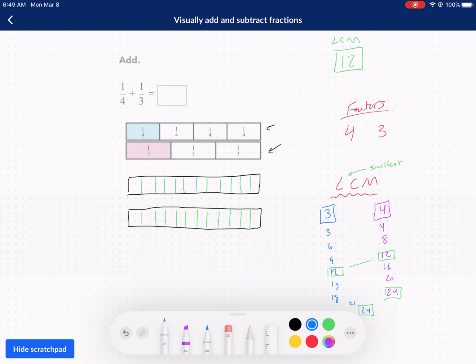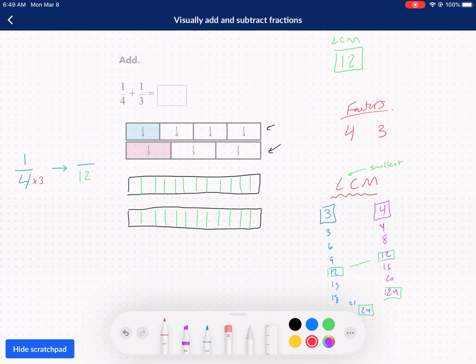Now what we're going to do is we're going to say, okay, well, this 1/4. Let me go over here. 1/4, and we want this to be 12ths. Okay, we want to change this 1/4 to have 12 divisions instead of just 4 divisions. So how do we do that? Well, instead of having 4 divisions, I multiplied that by 3. There's 3 times as many divisions.